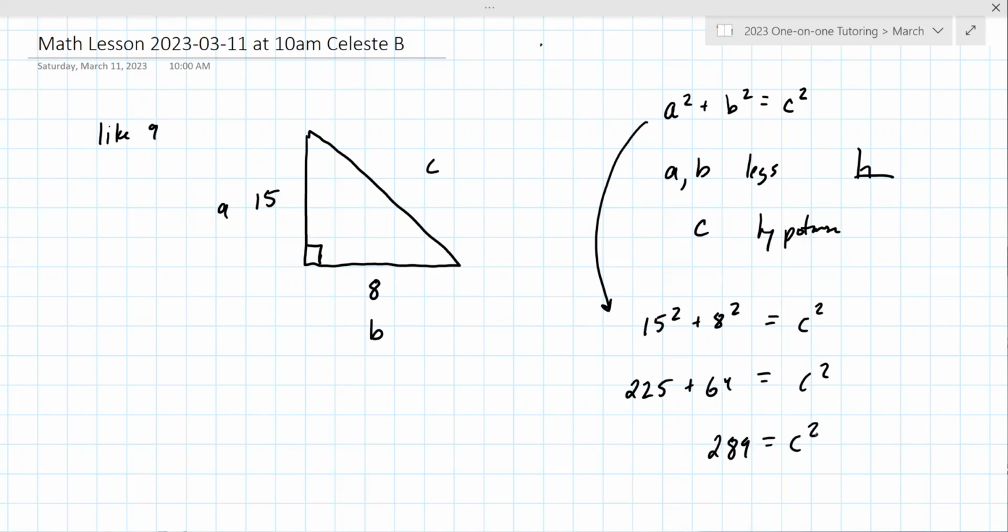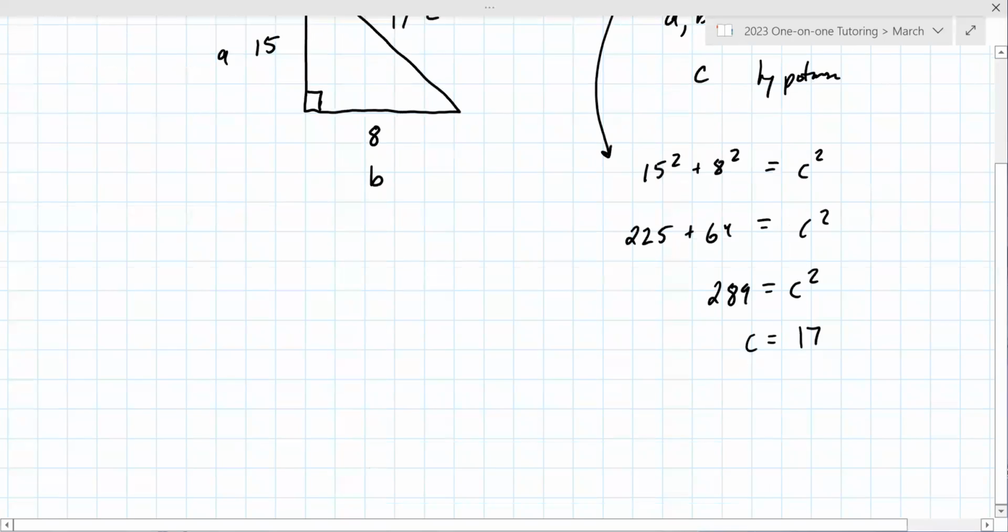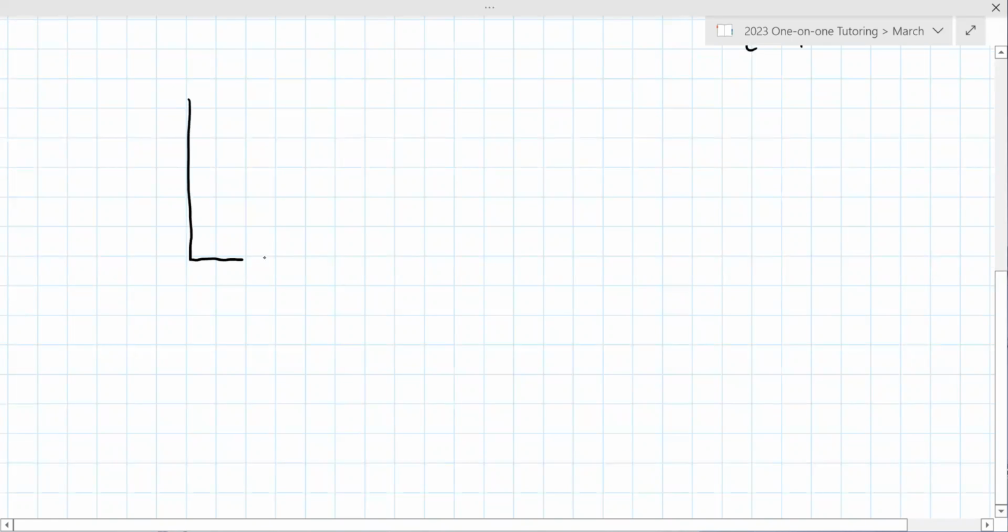89 equals c squared. C is going to equal 17. Okay. Right. All right. Now maybe we'll do another one in a moment here. But once you find all three sides of the triangle, and just a reminder, I'll send you the notes here at the end. So if you don't get something down, you can grab it later on.